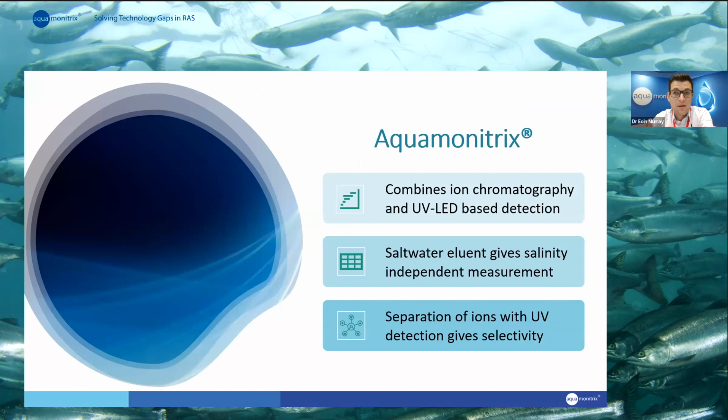So in terms of our system and how Aquamonitrix is different, how does it add value, how does it overcome these challenges essentially? Well, the analyzer combines rapid ion chromatography with UV LED based detection. We also use a sodium chloride eluent, which we'll touch on in a moment to give a bit more detail. By using this eluent, we get salinity independent measurement. Again, we'll go into more detail in a moment. But ultimately, through the separation of ions in combination with UV LED based detection, we achieve true selectivity for direct measurement of nitrite and nitrate across freshwater all the way up to fully saline.